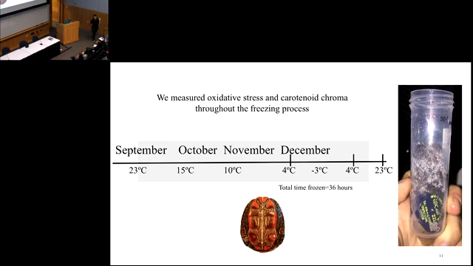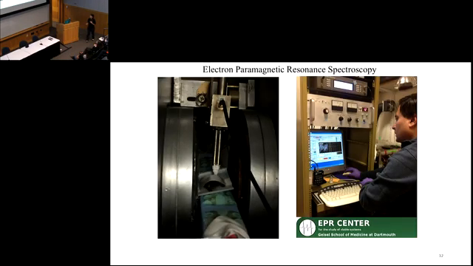They can also supercool, which is a whole different thing, so we tap them with ice chips to make sure they actually froze solid, just because those are two slightly different processes. So this is a turtle in a tube with a thermo data logger. You can barely even see him there because he's very frozen. So we held them there for 36 hours, and during this whole time, we measured oxidative stress and also the carotenoid chroma of the plastron. I was really lucky to form this awesome collaboration at Dartmouth with the Electron Paramagnetic Resonance Spectroscopy Center. It's a mouthful, but just call it the EPR Center.